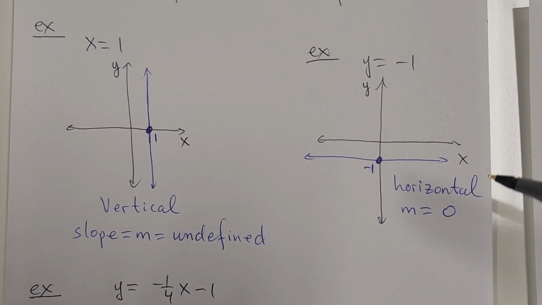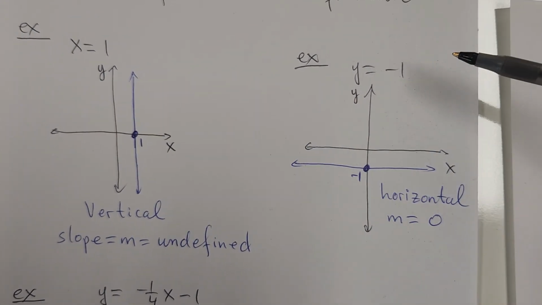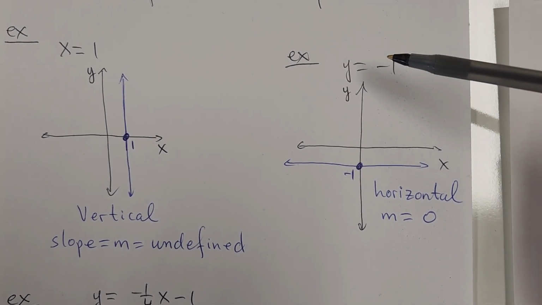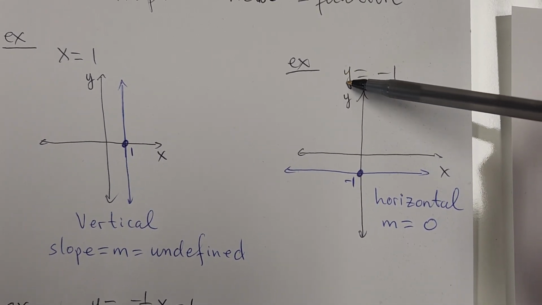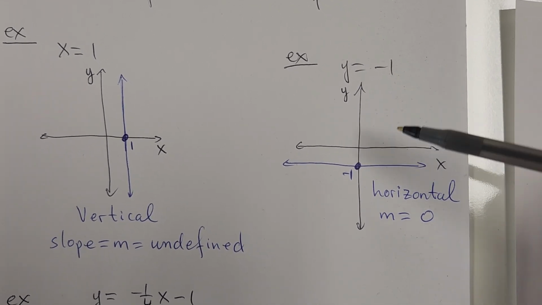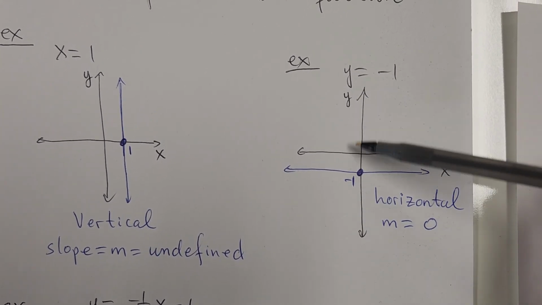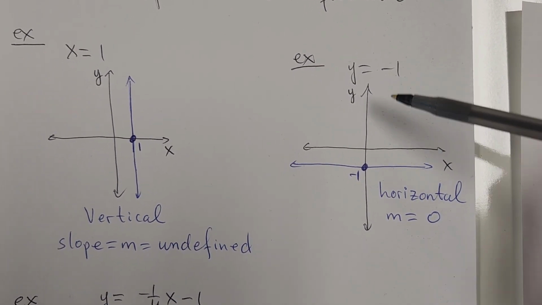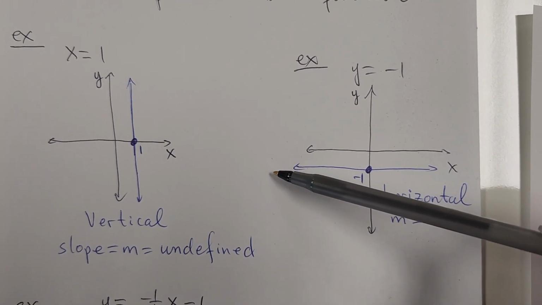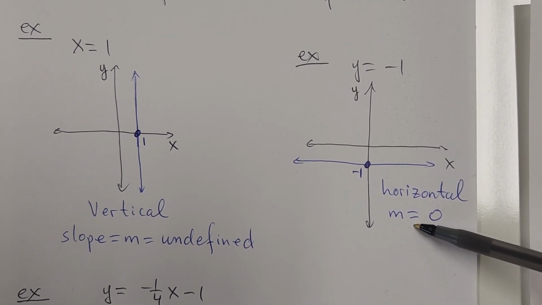Okay, next example over here, which is very similar to this side, but this time it is y equals -1. So a letter by itself and a number will be graphed where it is. So this is y, so y is right here. Since this is -1, it should be at the bottom, so this is where -1 is, and it will be a horizontal line, and our slope will be 0.